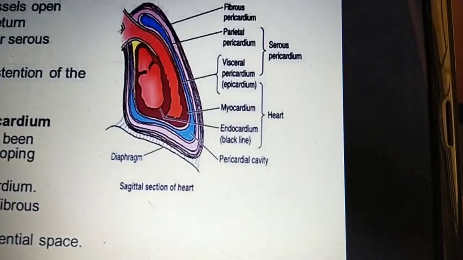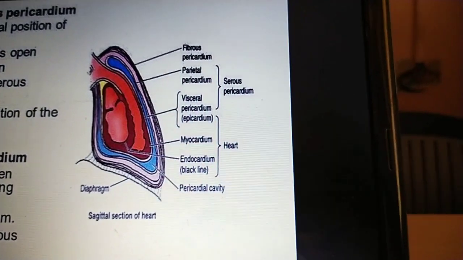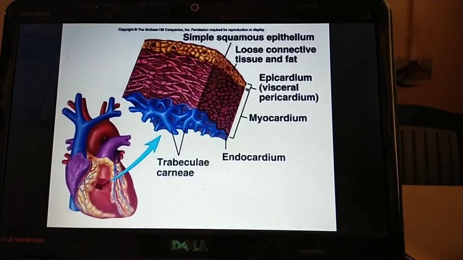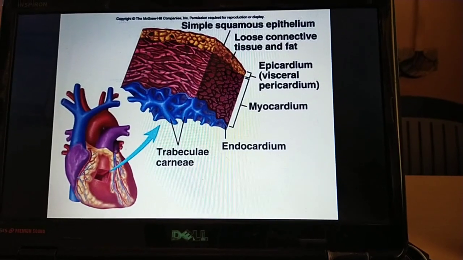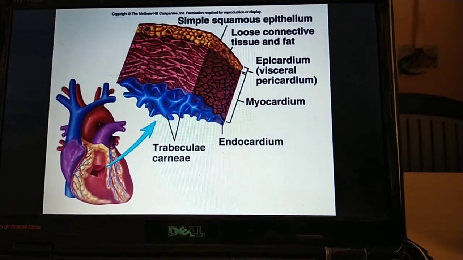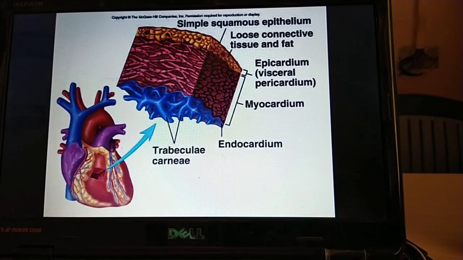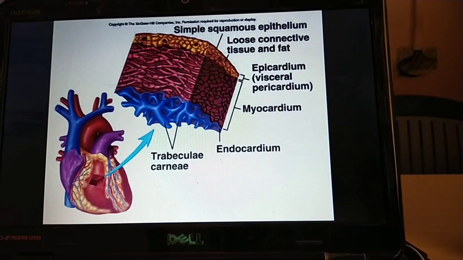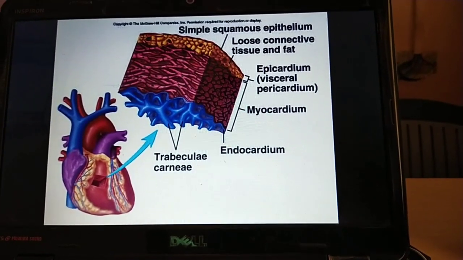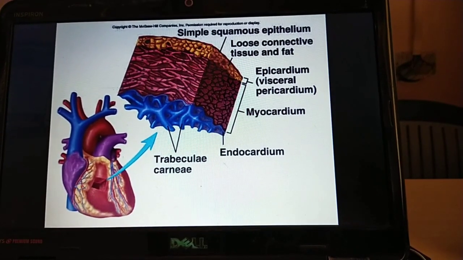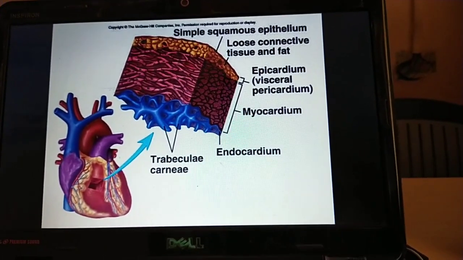Let's go to the next slide. Now we can go to the myocardium. This is the middle layer of the heart. As its name suggests, myo means muscle, cardium means heart, the muscular layer of the heart. This is present between the epicardium and endocardium.